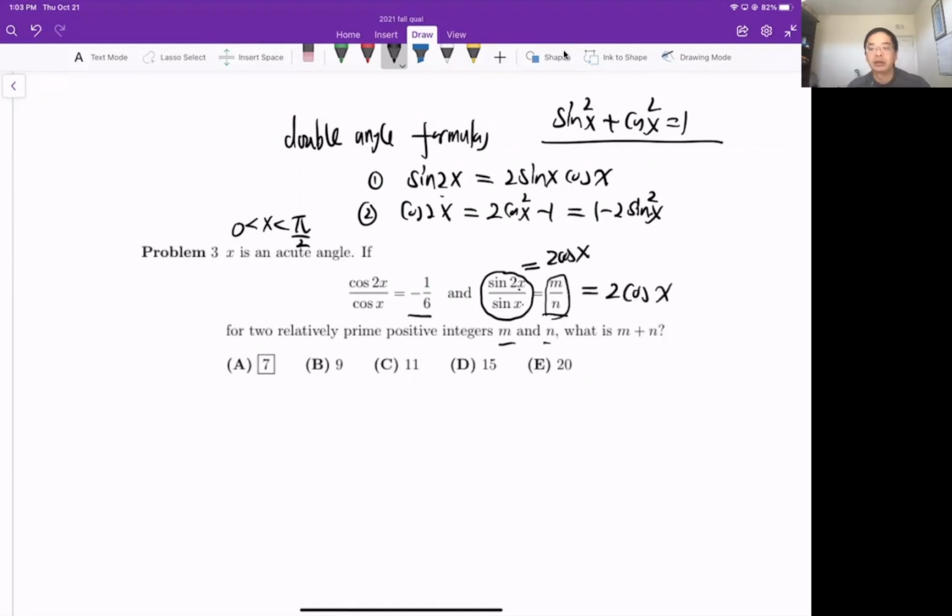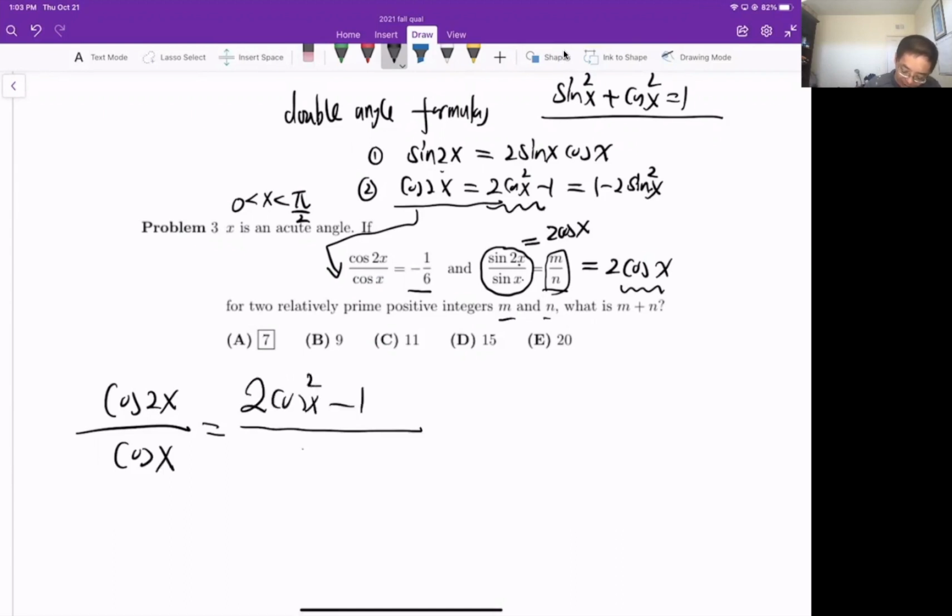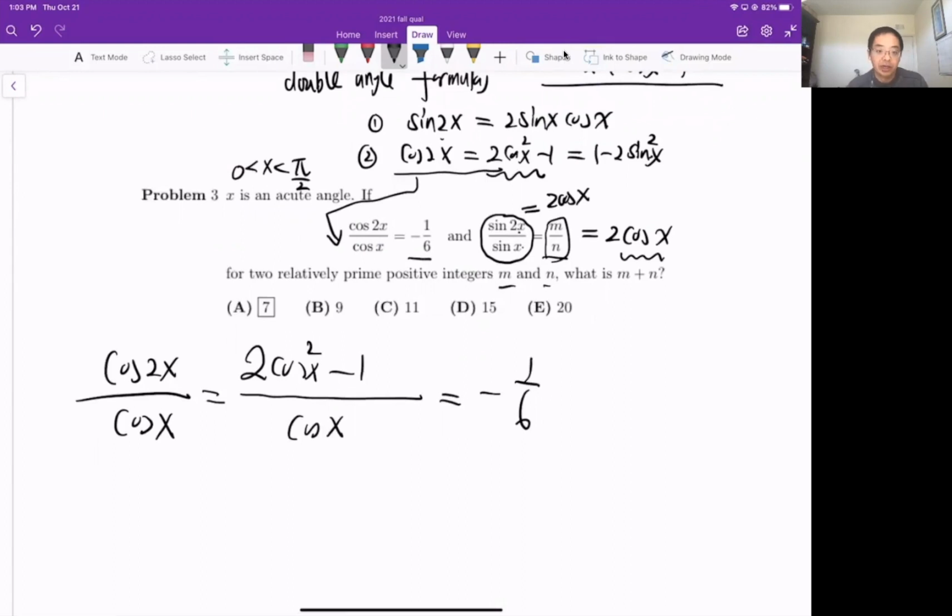Therefore, in order to find m and n, basically, we just need to find what cosine x is. Okay, so how do we find cosine x? We use this formula and plug in here, all right? And this gives us cosine 2x over cosine x equals, applying this double angle formula, 2 cosine squared x minus 1, over cosine x, equals negative 1/6. When we look at this, after we simplify the expression, it is going to give us a quadratic equation in cosine x, right? Now, for convenience, I just let t be cosine x. And then, okay, that means this one will just be t.